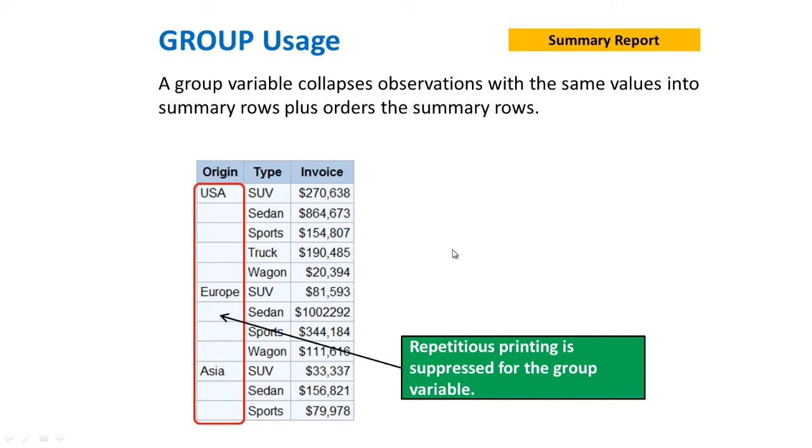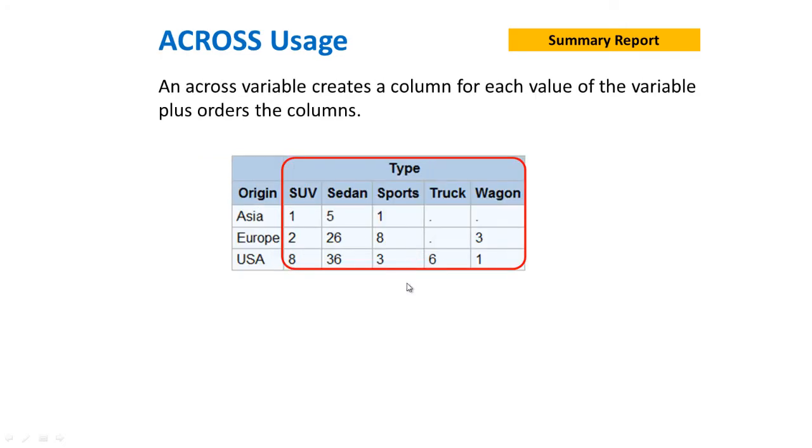All right, and now we have the group usage. It will help us to create summary reports, which are actually more interesting than the detailed reports. So group usage will basically summarize our data by certain variables, the variables that we classified as group, and then with the analysis variables we can calculate different statistics for those variables. Now the across usage is the one that will help us to transpose our data. It will create different columns for the different values that the across variable has.